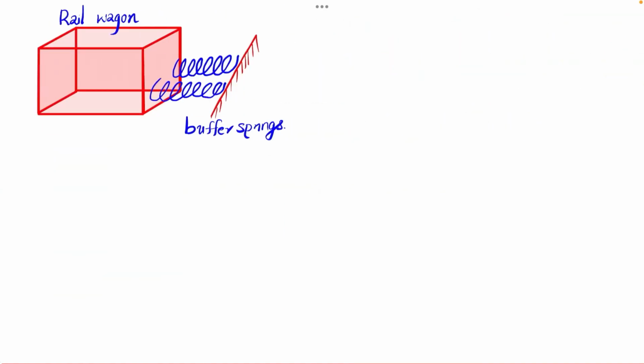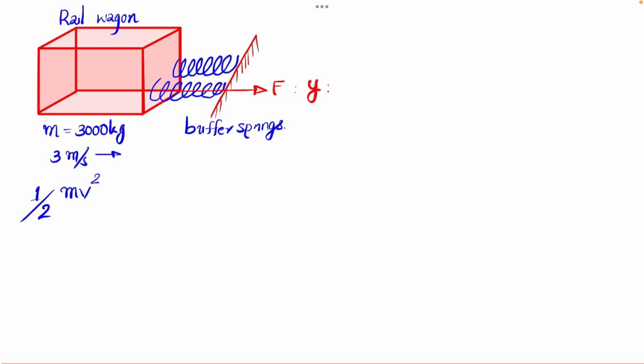Here the railway wagon is of mass 3 tons or 3000 kilograms. This is moving with a velocity of 3 meter per second in this direction. So this is having a kinetic energy you can find using half m v square, and this energy will be absorbed by these two springs. I am taking a single spring. In this one a force of F will be acting, and then this will be getting deflected by Y amount.